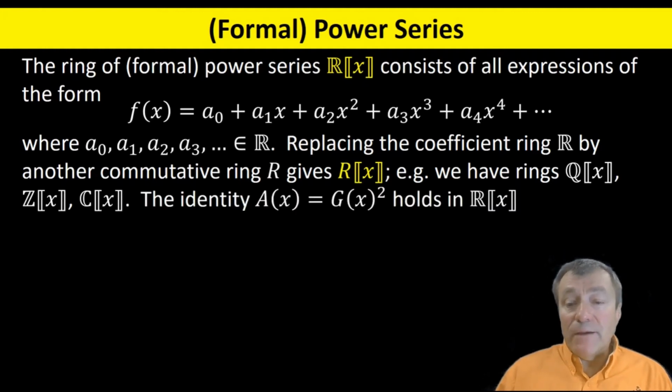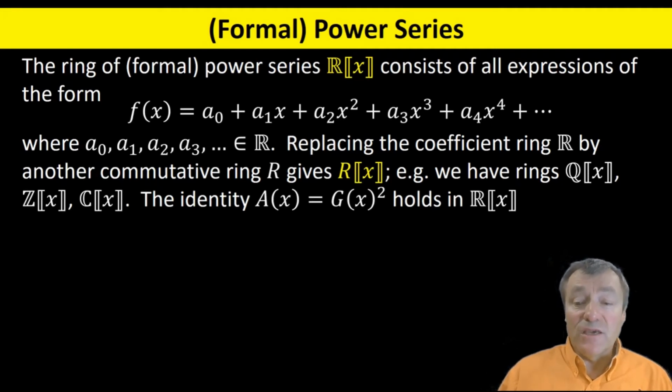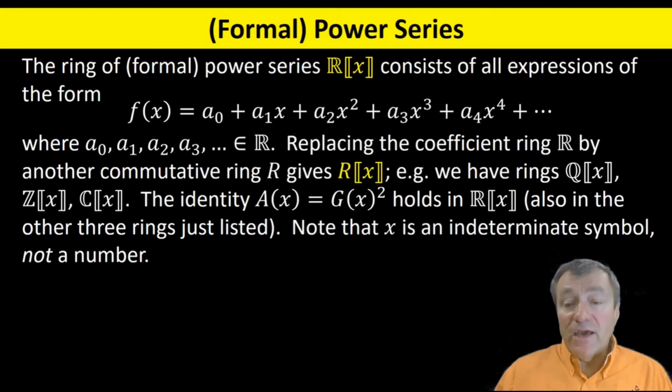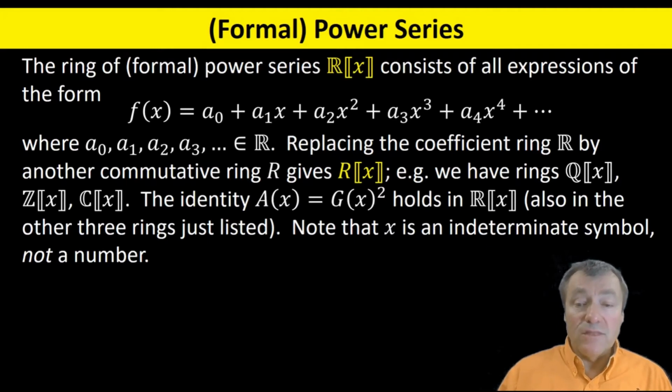So in my first example, the computation a of x equals g of x squared was performed in the ring R double bracket x, or if you prefer, in Z double bracket x, which would have been appropriate in a combinatorial setting where we're counting things and getting integer answers. Please note here that x is just a symbol. It's a placeholder. In this role, we refer to x as an indeterminate.